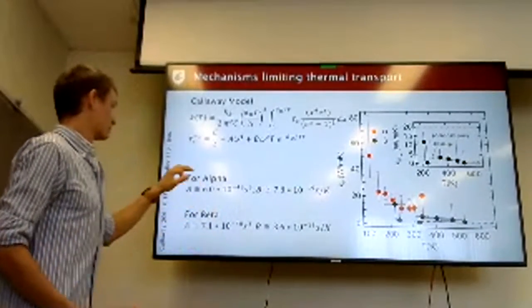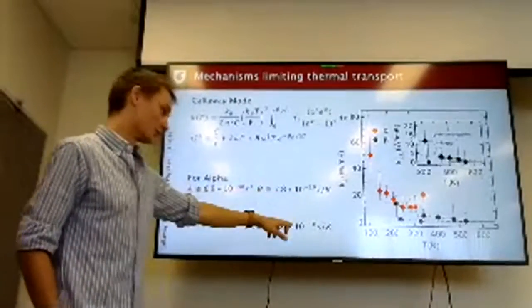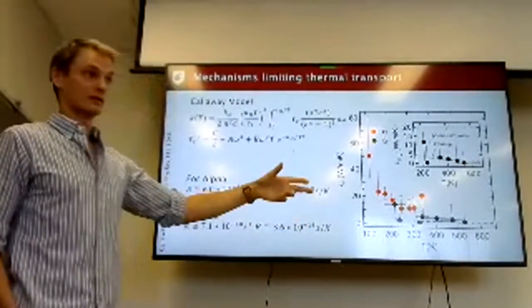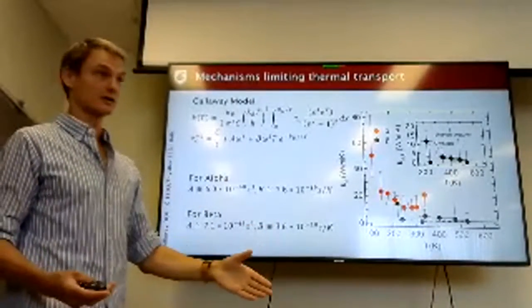And then the other thing I will point out is that this A is 10 to the negative 48, where B is 10 to the negative 19 or 18. So relatively, the umklapp process dominates the impurity scattering process.